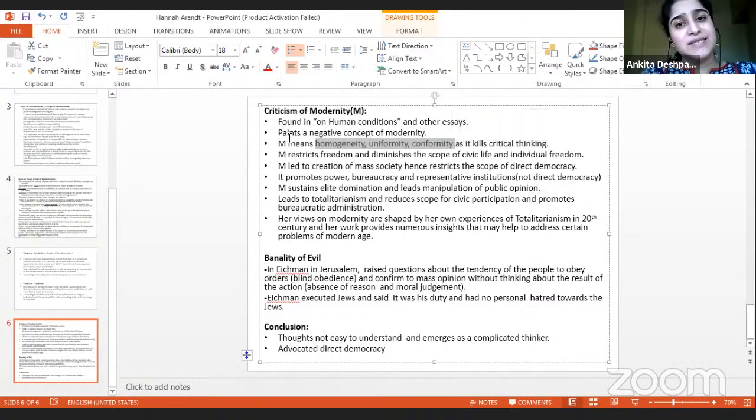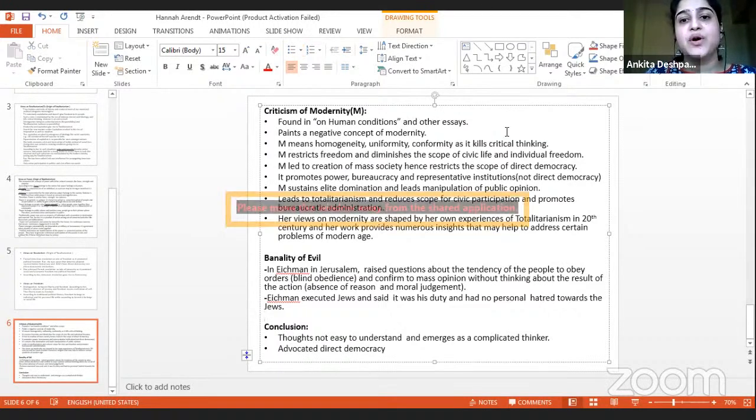All right. So, same like J.S. Mill, she is also talking about uniformity and conformity being bad. All right. So she says modernity restricts your freedom, diminishes the scope of civic life and individual freedom. Why? Because modernity basically means you must become unemployed. All right, it creates problems. So that's the reason why it can create problems in your civic life and individual freedom. It can create problems of your livelihood.